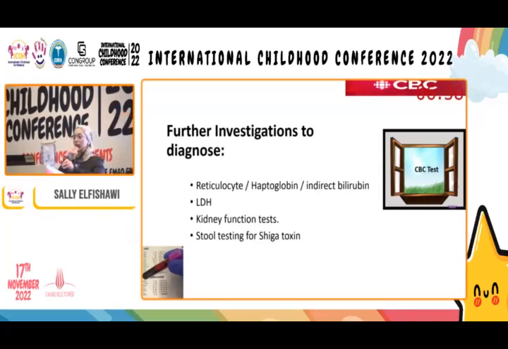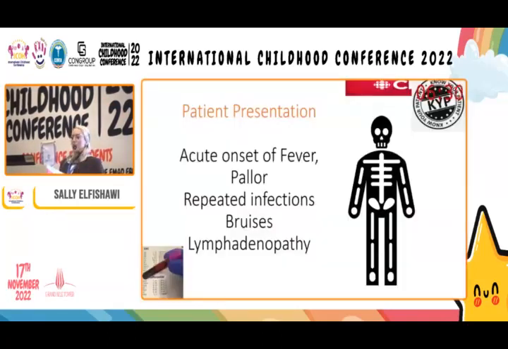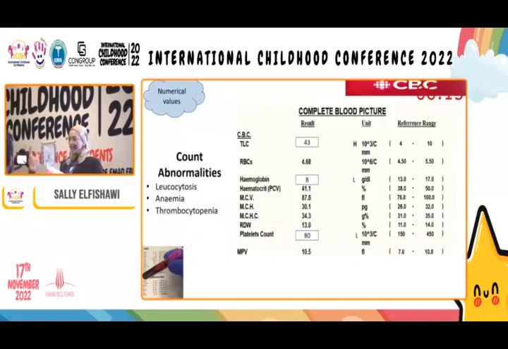Now you have to see our next case. With this case, the patient presented with acute onset of fever, pallor, repeated infections, bruises, and lymphadenopathy. When we saw him, we just went for the CBC. This is the right thing to do. And we had this count that we can see.